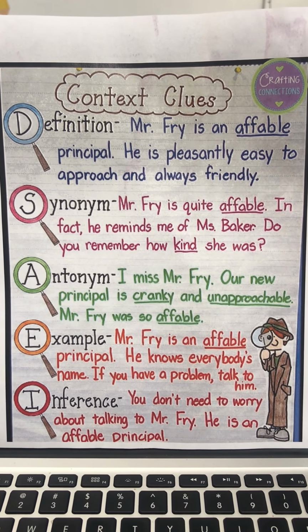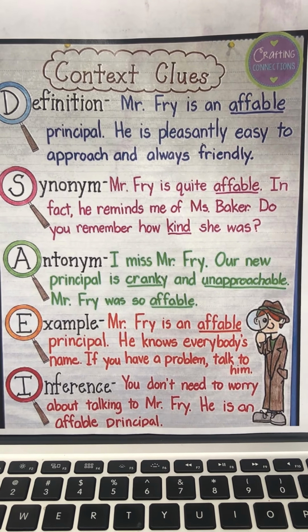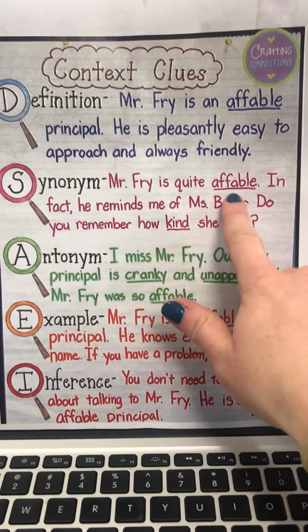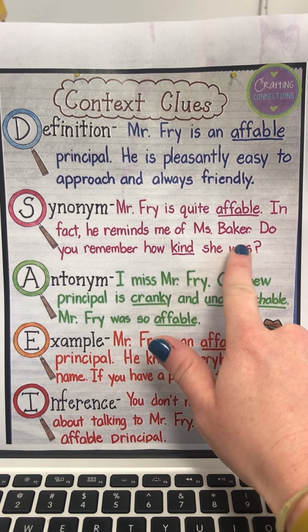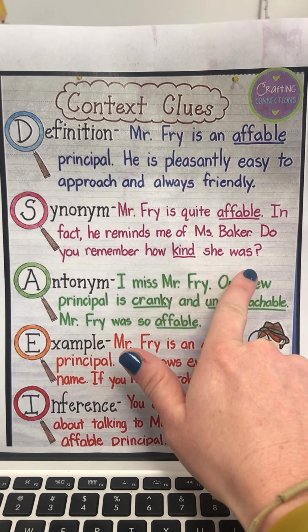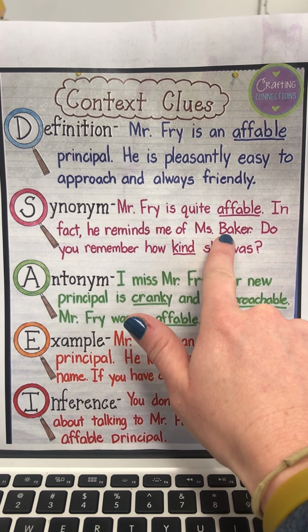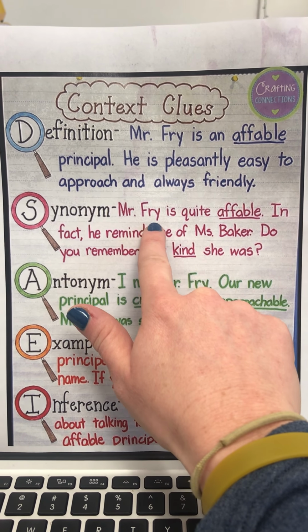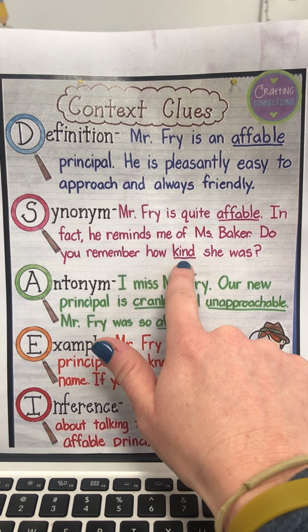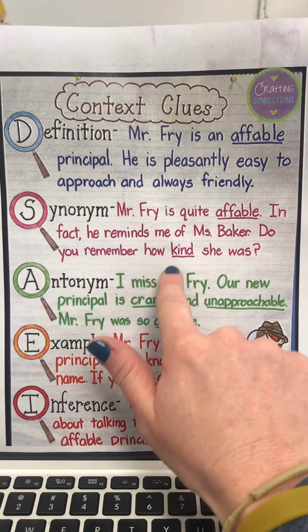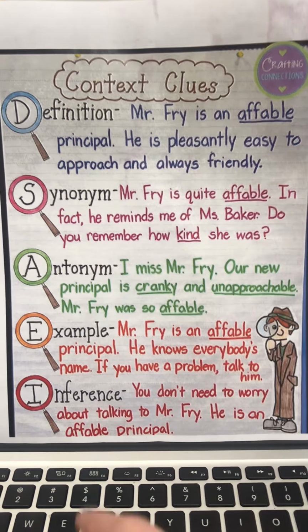Another type of context clue is a synonym. So a synonym we know means about the same meaning as another word. So again, we're looking for affable. Mr. Fry is quite affable. In fact, he reminds me of Miss Baker. Do you remember how kind she was? So if Miss Baker was kind and Mr. Fry reminds the student of Miss Baker, we know that Mr. Fry is kind. And so we know that affable must mean kind.